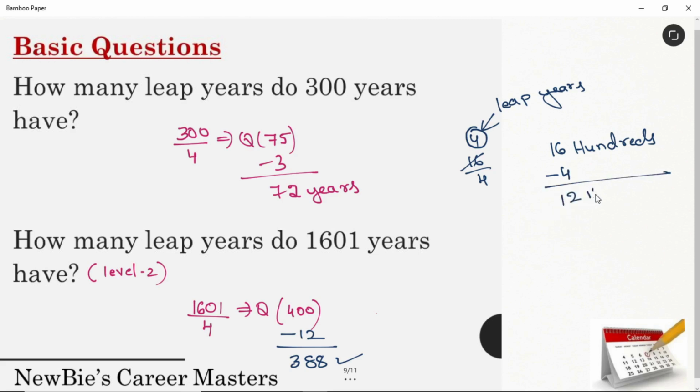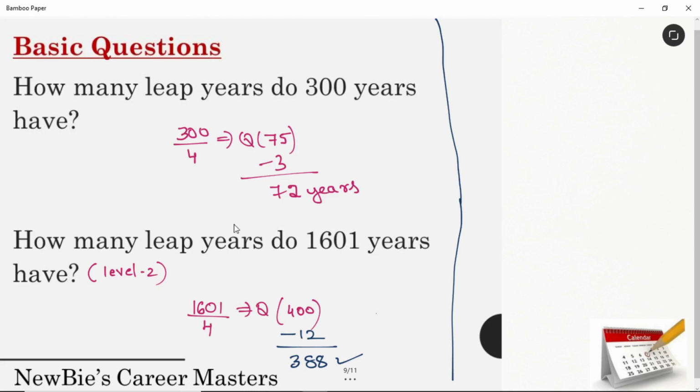Remove those leap years from this count. Remaining is 1200s. 1200s are non-leap years, that is ordinary years. Clear? Bring this 12 and subtract this 12 from the total count. Simple. See, without listing, we can solve in this way.